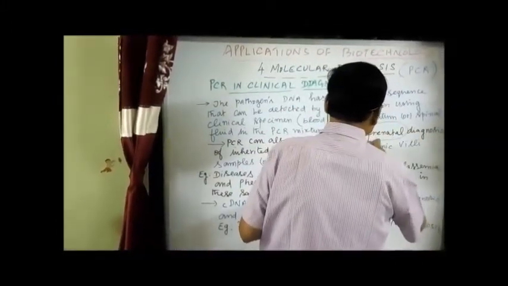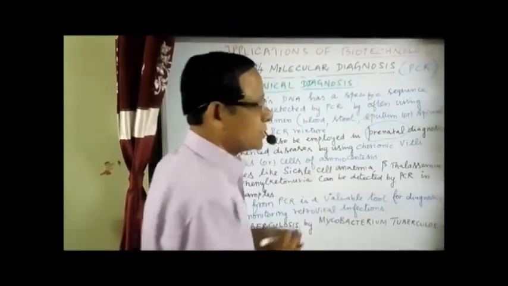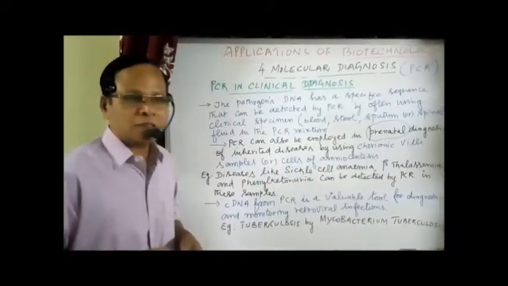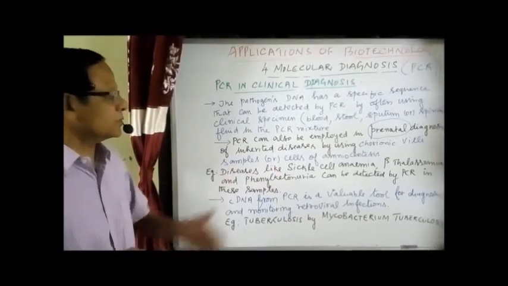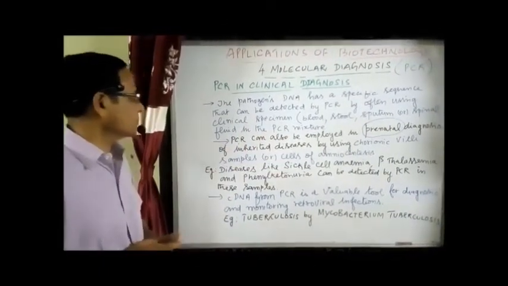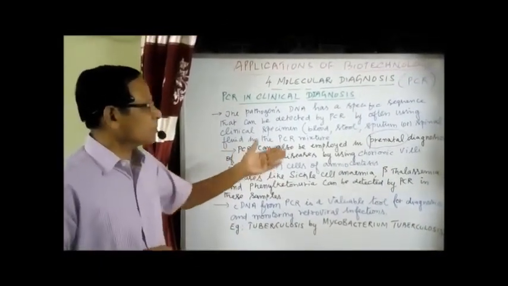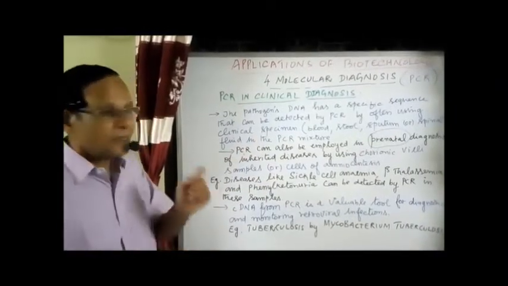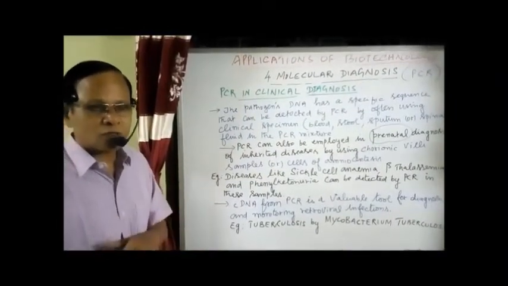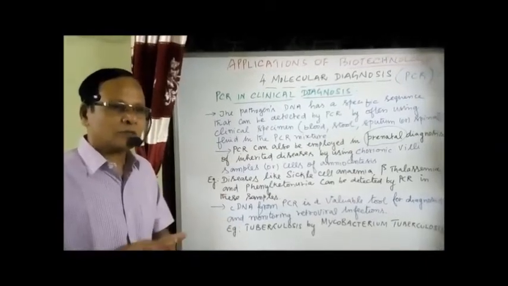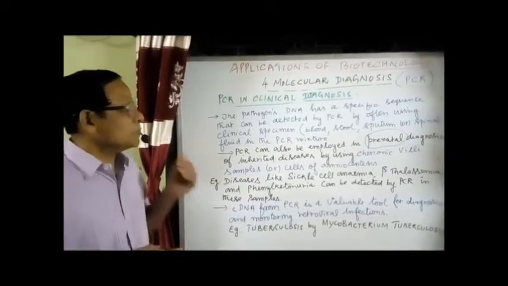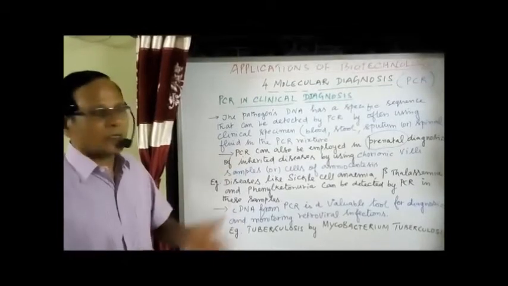So before the birth, you can find out any genetic diseases in the developing embryo. That is called prenatal diagnosis. PCR can also be employed in prenatal diagnosis of inherited diseases like Down syndrome or any other syndrome, Patau syndrome, etc. By using what's called chorionic villi.